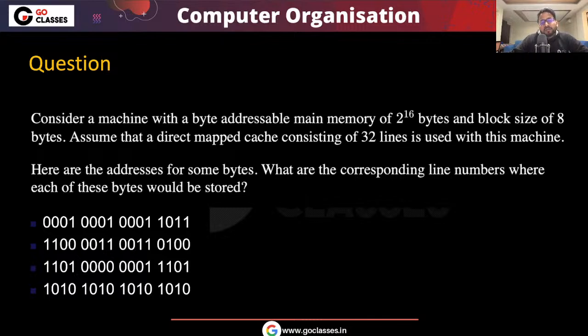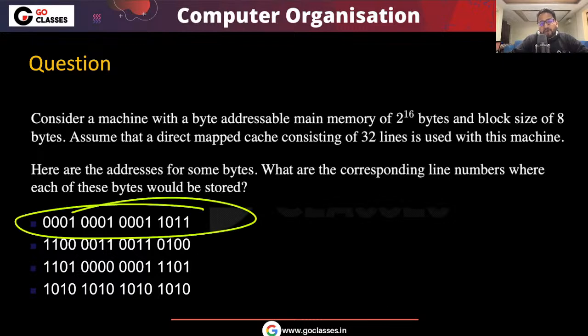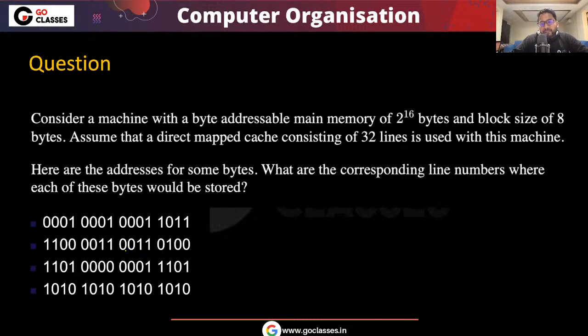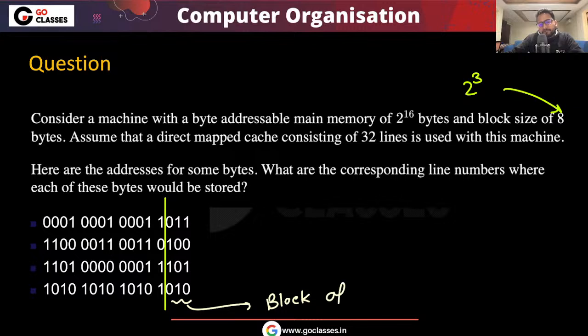Block size 8 bytes. So if this is the main memory address of some byte, can you tell me in this particular question what the block offset is? 2 power 3, right? So 3 bits are taken for the block offset. Generally these bits are not useful; they are only useful if we actually want to access the data. To get the line number, these bits are generally not useful. But yes, this is the block offset.